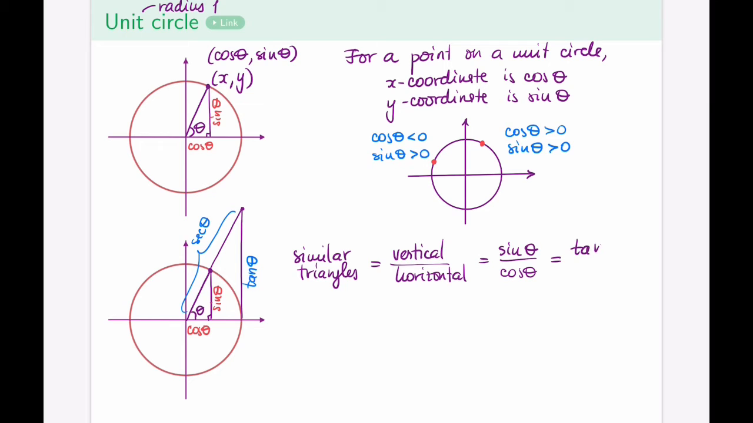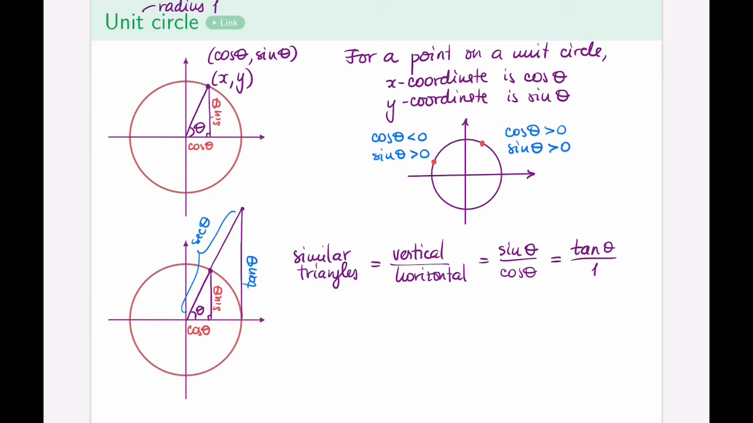Let me write that down. And the horizontal side is the radius of my circle. Now I know I'm working in a unit circle, which means that its radius is 1. So the horizontal side is 1. And we get a familiar relationship that tangent of theta is sine over cosine. Again, coming directly from the circle. Try to write down a similar proportion coming out from the similar triangles using the hypotenuse to see what the definition of secant will be.